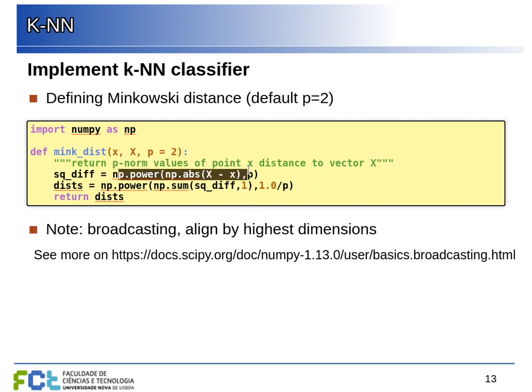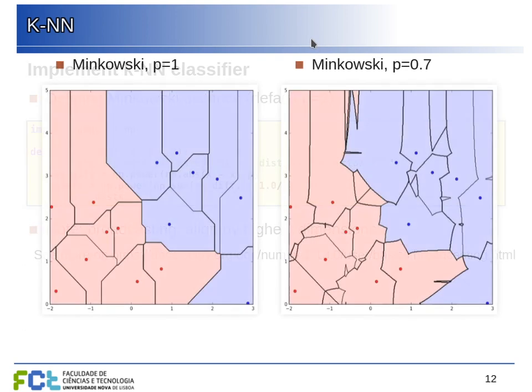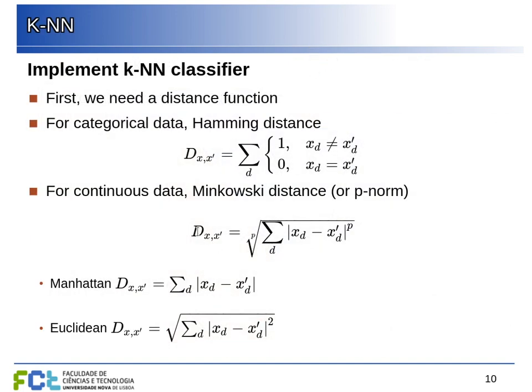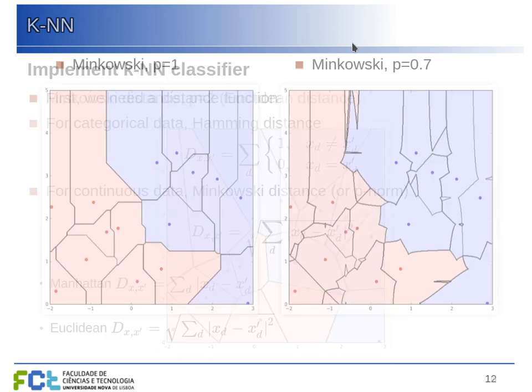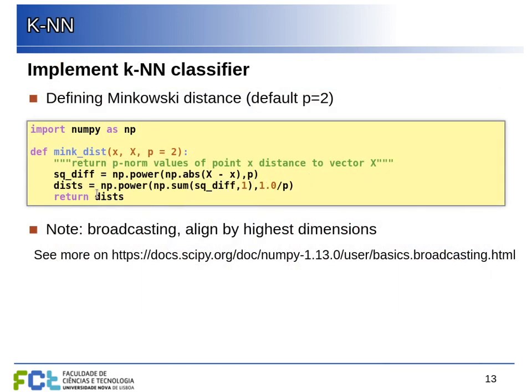So we raise this to the power of p, taking the absolute value of the differences, and then we sum all of that and raise to the power of 1 over p. So basically, this is just the implementation of this expression here. So we return all of these distances.